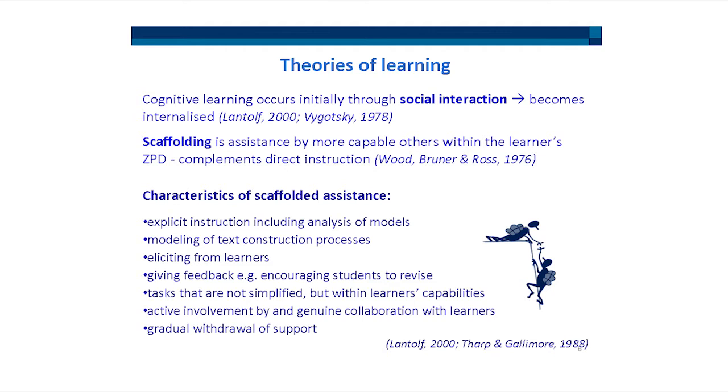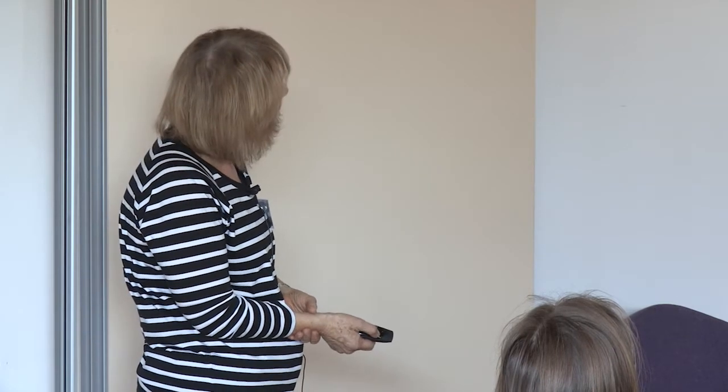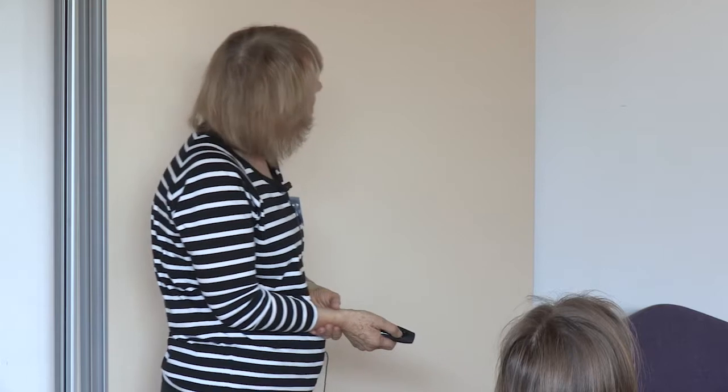It involves active involvement by and genuine collaboration with learners, and this support is gradually withdrawn as learners gain in proficiency. I've set that out again on the next slide, the phases of writing instruction showing the gradual withdrawal of support from the teacher and positioning what I'm going to be interested in in the talk today.